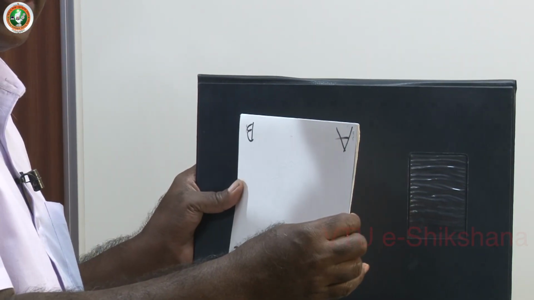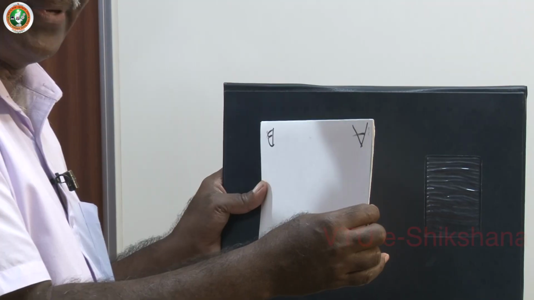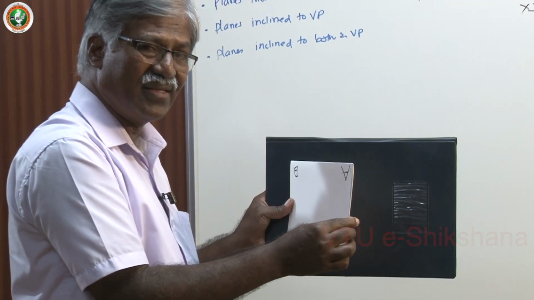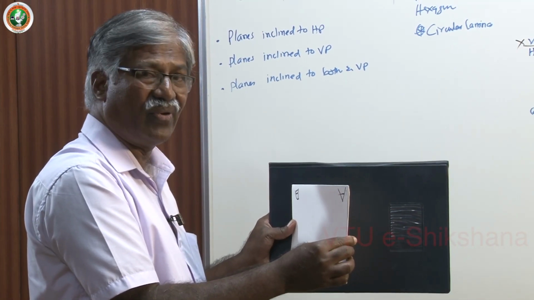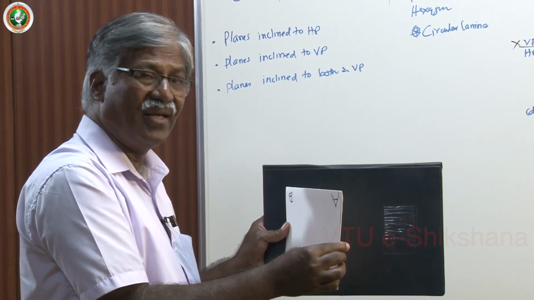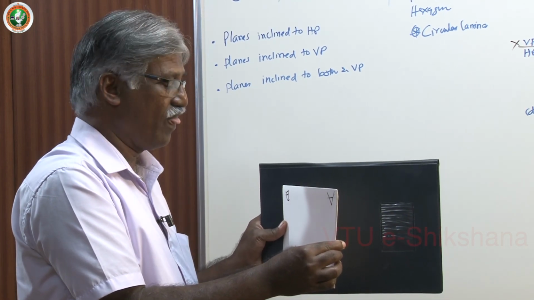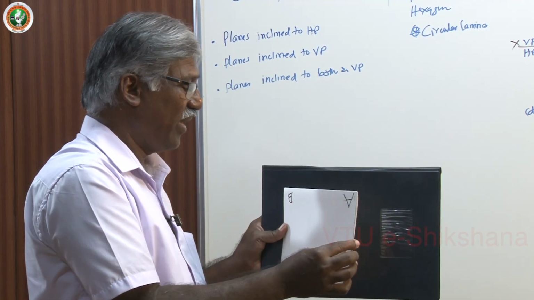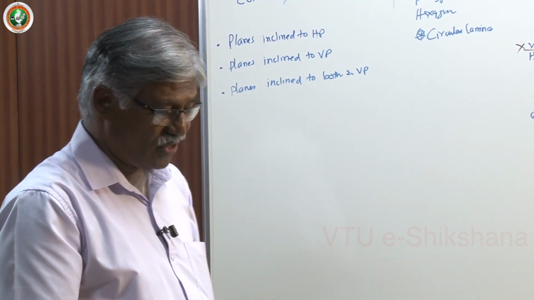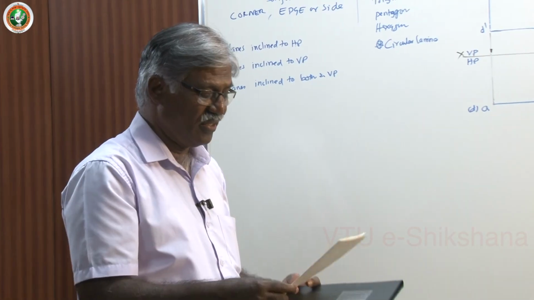If you rotate about the edge on which it rests on VP, if you do like this, then this is actually the apparent shape you get in the front view. Still, the line is the projection in the top view. So this is the particular position I will refer to in future for all discussion.